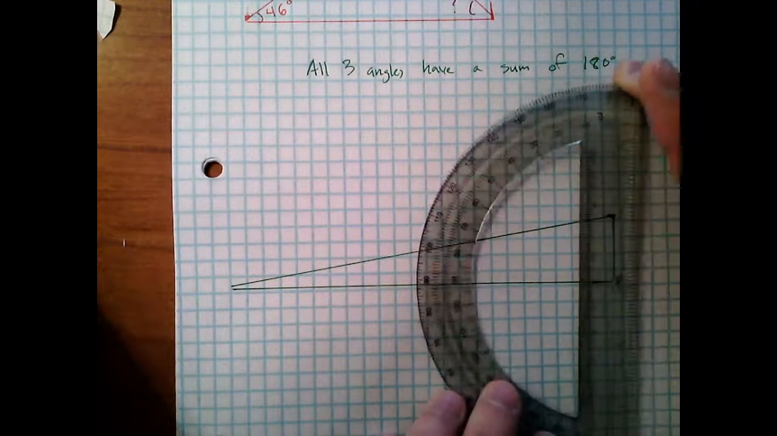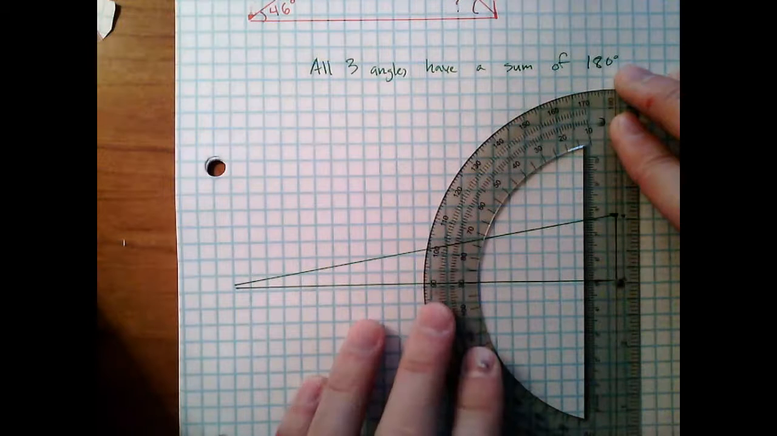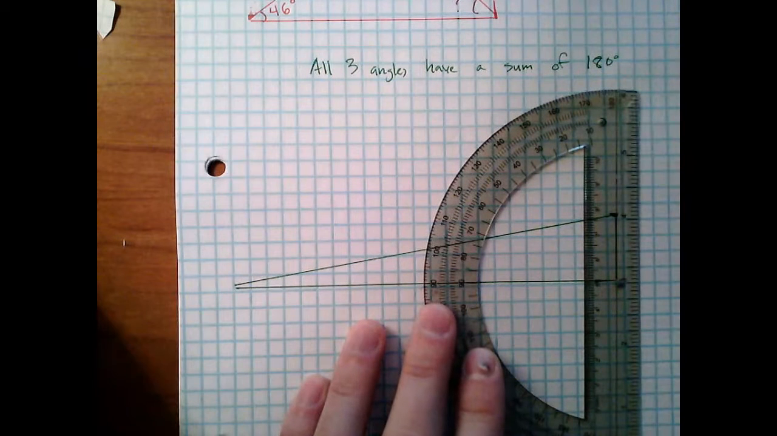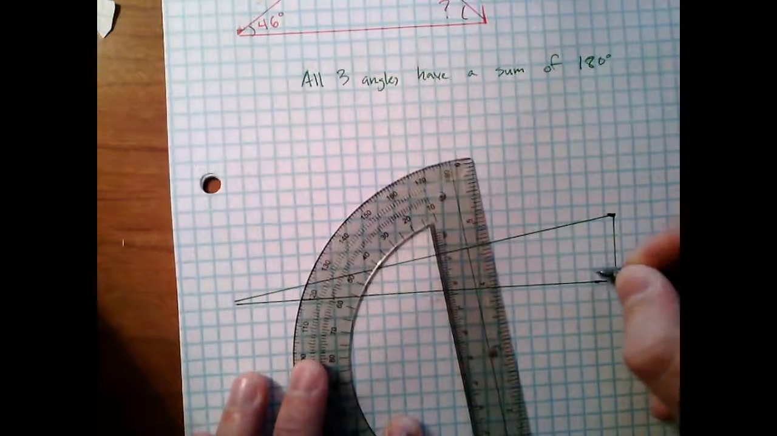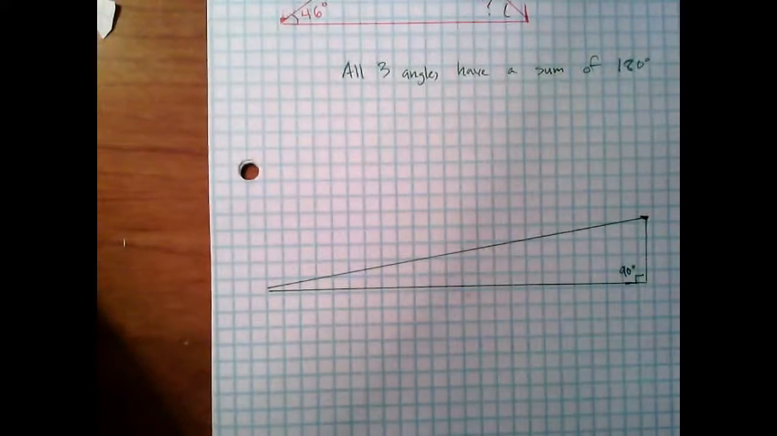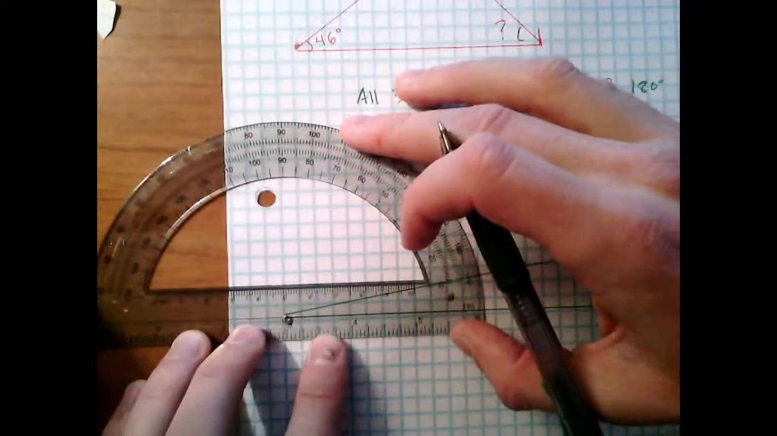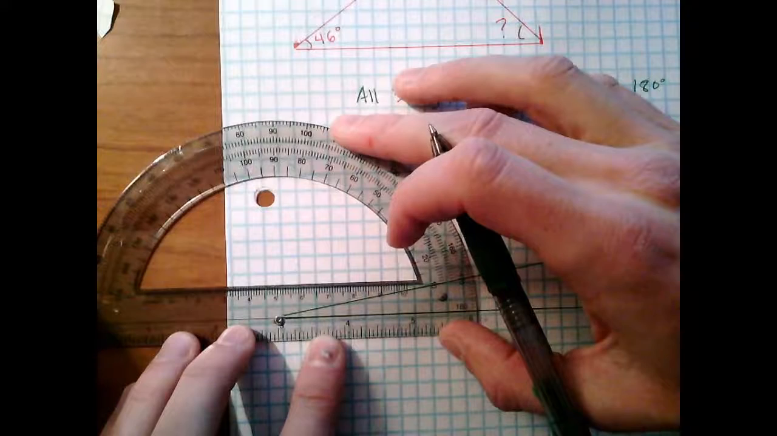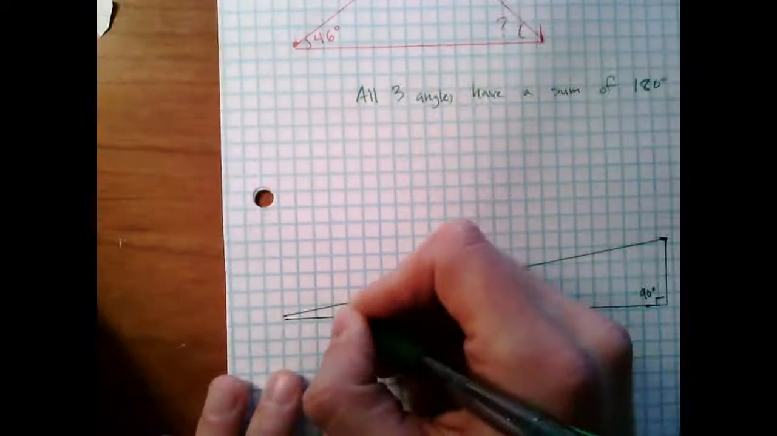Alright, I'm going to start off by measuring that point right there. So line that up. It looks like that is exactly 90 degrees. So this point right here is 90. Which means that this is a right triangle and the other two should be acute. And this one definitely is acute. And let's see how acute it is. It's almost exactly 10 degrees.